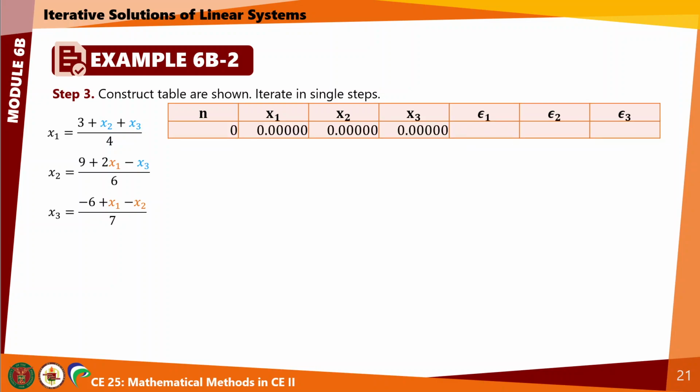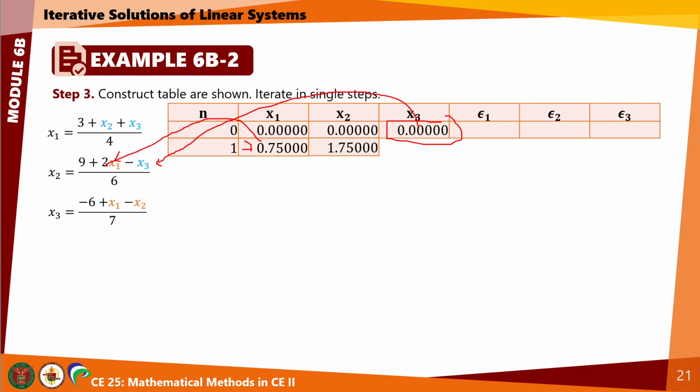Okay? And for the first iteration, since wala pa namang current values sa x sub 2 and x sub 3, ito yung gagamitin pa rin natin to substitute here. Okay, so we have 3 plus 0 plus 0, that's 4, divided by 4, that's still 3/4 or 0.75. However, since meron na tayong current value na x sub 1, pwede na natin siyang gamitin sa calculation kay x sub 2. So that this becomes 9 plus 2 times 0.75 minus 0 pa rin kasi wala pang current value si x sub 3. So that's 9 plus 1.5, so 10.5 divided by 6, we have 1.75.